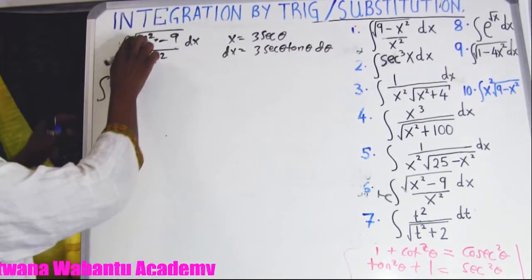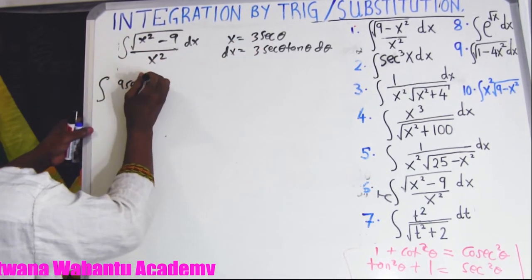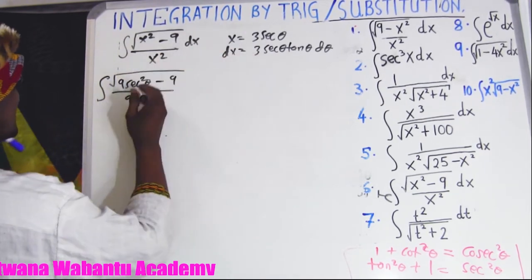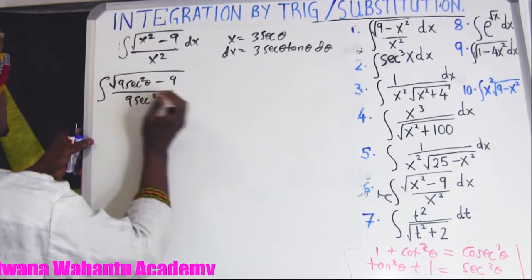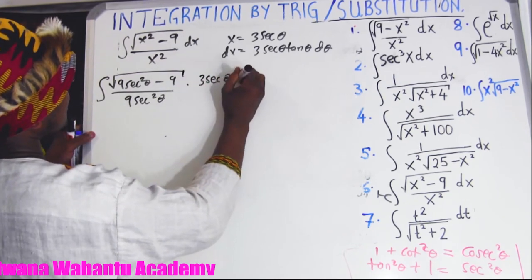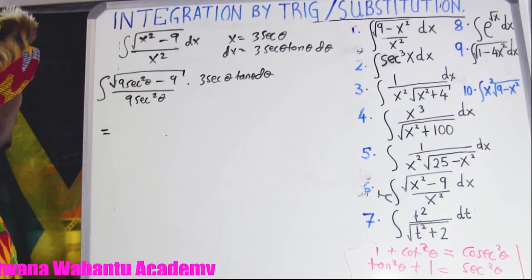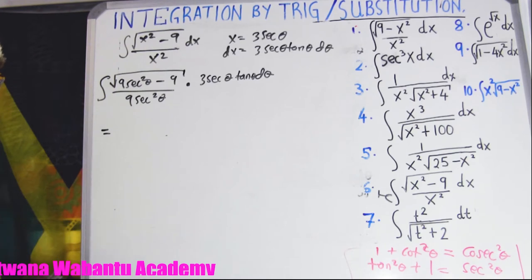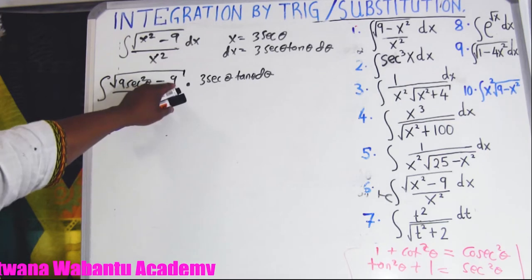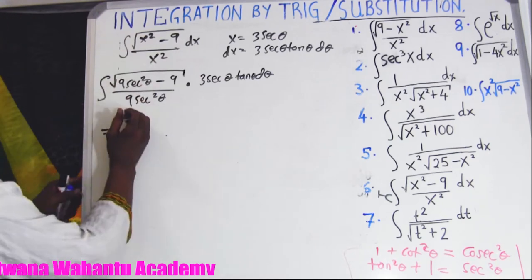Now replace in the integral. x squared is going to be 9 sec squared theta, and minus 9. So dx is 3 sec theta tan theta d theta. This is easy. This gives us sec squared minus a number, and sec squared minus a number equals tan squared, so all this equals tan.